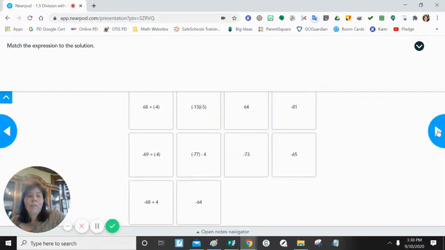If you're doing the Nearpod Student Paced activity, you will see these flashcards and you'll be able to work on these flashcards on your own. There is a mix of multiplication, addition, and subtraction.